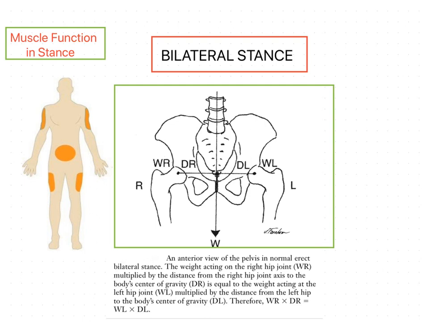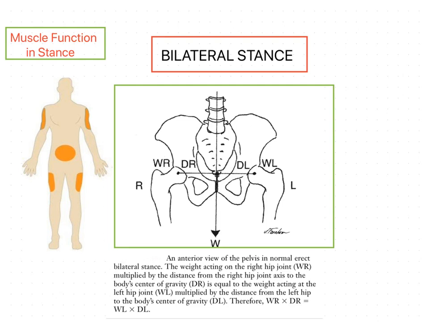The muscle function in stance can be studied under two categories: bilateral stance and unilateral stance. In the unilateral stance, we can study many types: compensatory lateral lean of the trunk, use of a cane ipsilaterally, and use of a cane contralaterally. We will also discuss the adjustment of a carried load.